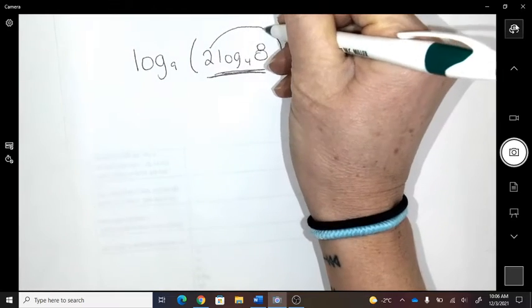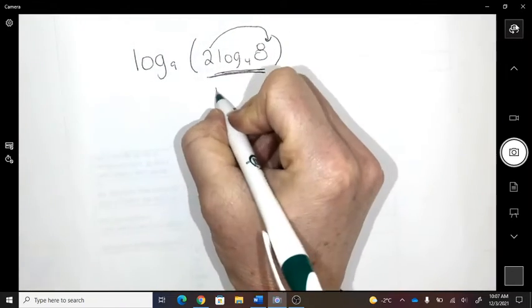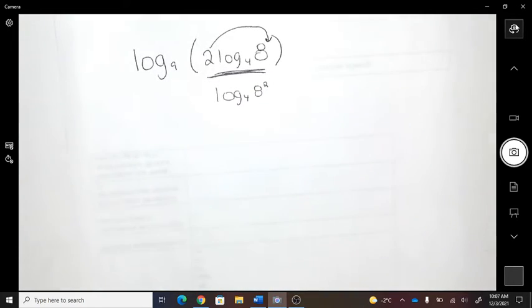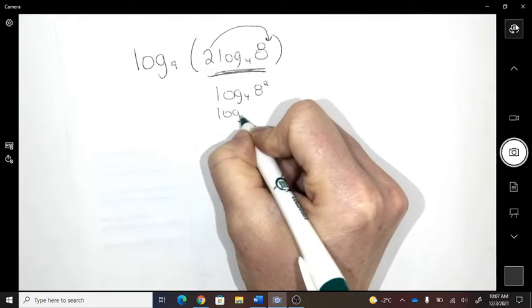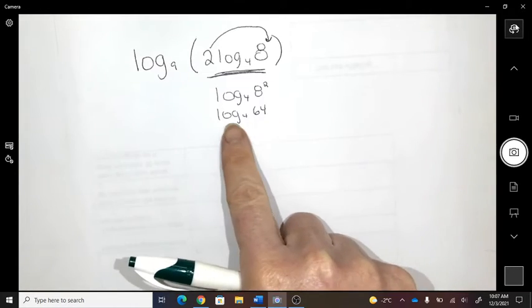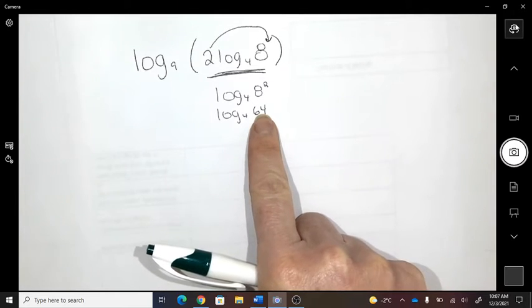We could put it there as an exponent, right? So log 4 of 8 squared. Okay, that's the rule we learned yesterday. Then what? This is log 4 of 64, right? What is the evaluated value of this expression? So the result is 64.